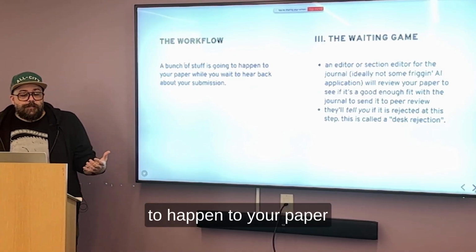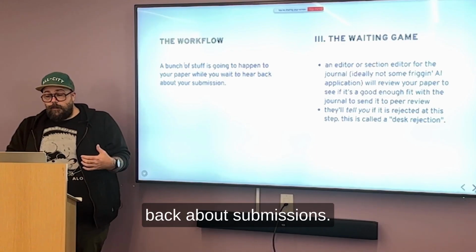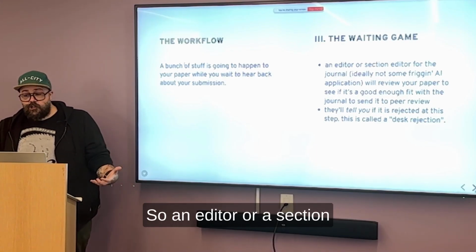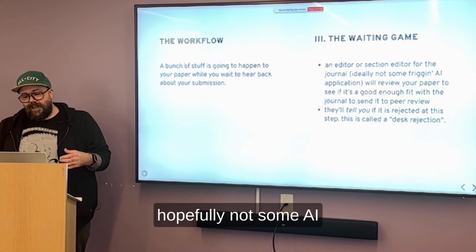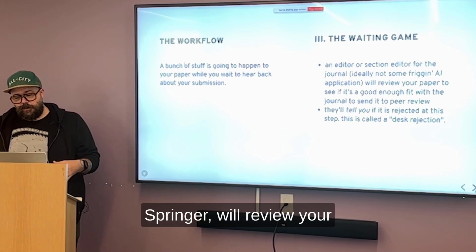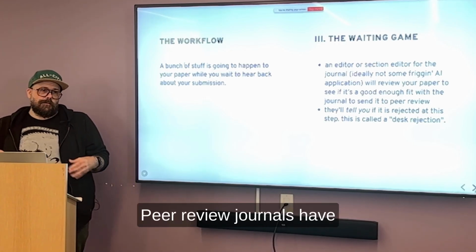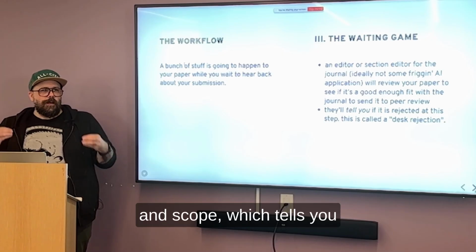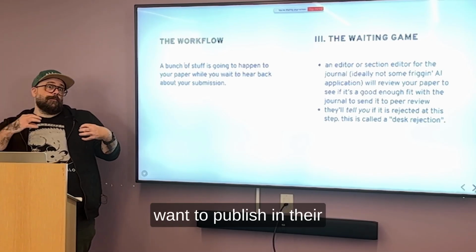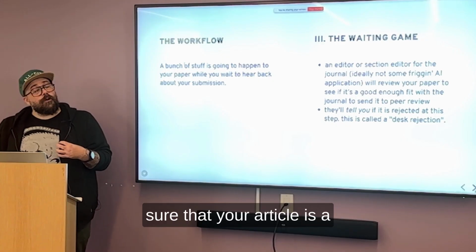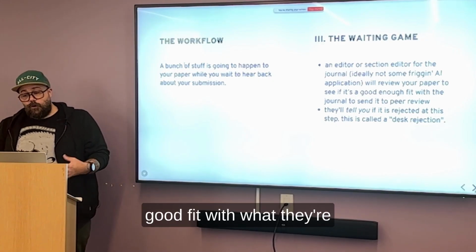A bunch of stuff is going to happen to your paper while you wait to hear back about submissions. So an editor or a section editor for the journal, and hopefully not some AI application, which is happening in places like Springer, will review your paper to see if it's a good enough fit with the journal to send it to peer review. Journals have this thing called a focus and scope, which tells you the kinds of things they want to publish in their journal. And so they'll make sure that your article is a good fit with what they're hoping to have.